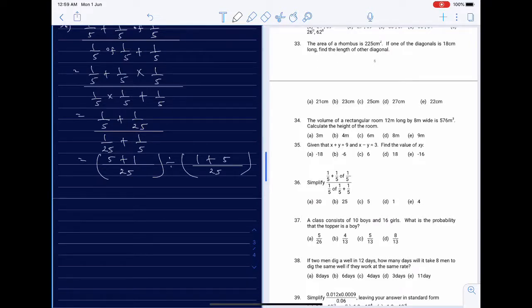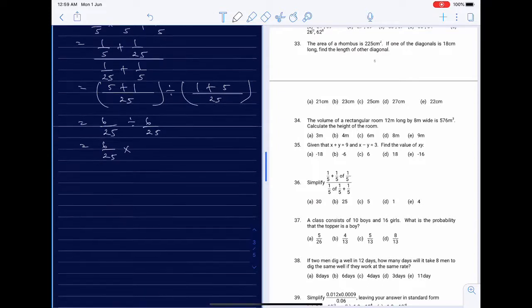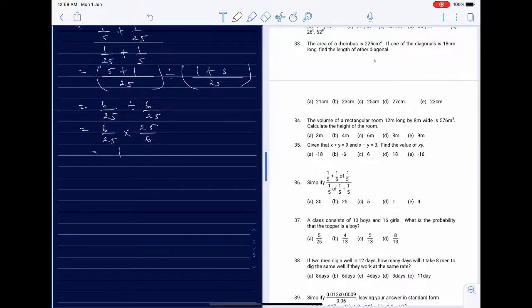And that's the same as 6 over 25 divided by 6 over 25, which means 6 over 25 times, of course 6 over 25 divided by 6 over 25 is already 1, but let me write it as 6 over 25 times 25 over 6, and that's 1. That's 1 simply. So the correct option is D.